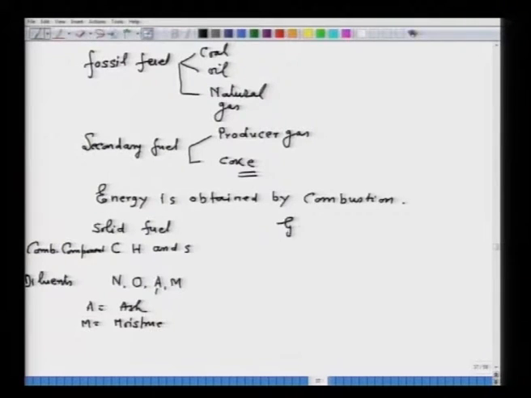Whereas in case of gaseous fuel, the combustible components are say carbon monoxide, then hydrogen, then hydrocarbons. Hydrocarbons and diluents are nitrogen or carbon dioxide, because they do not take part in the combustion. So, of the fuel, the most important in case of pyrometallurgical extraction is the amount of energy released.